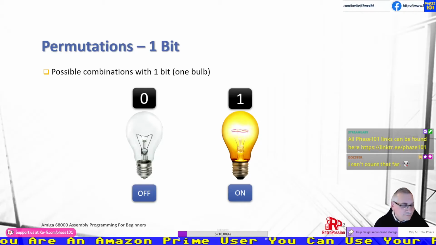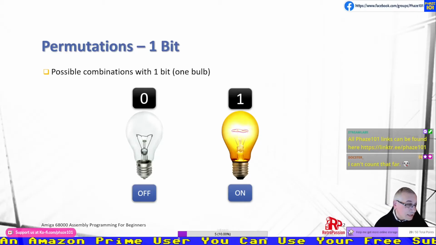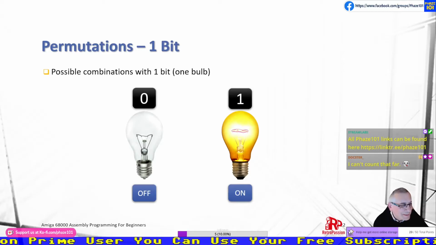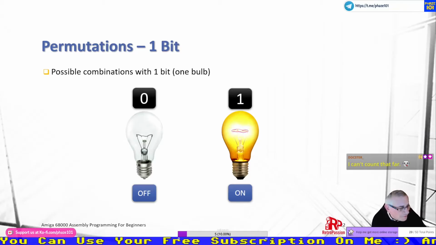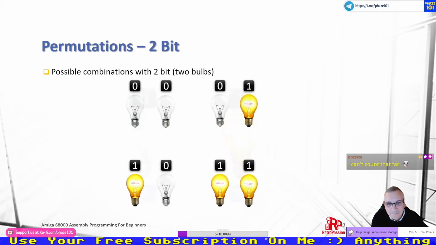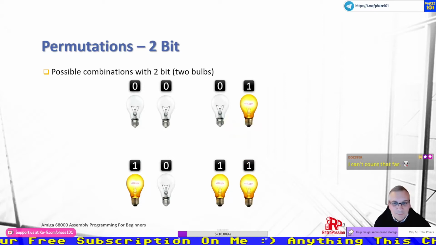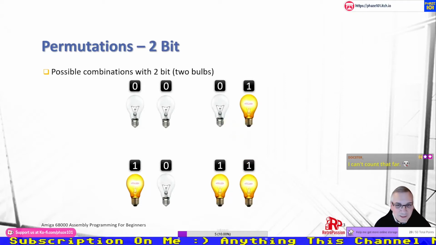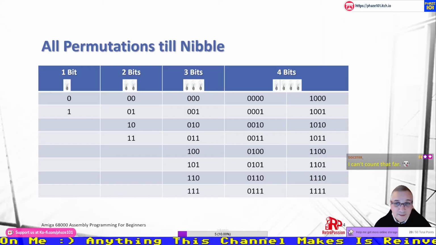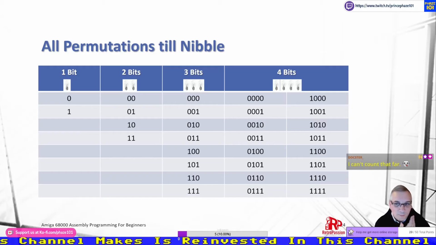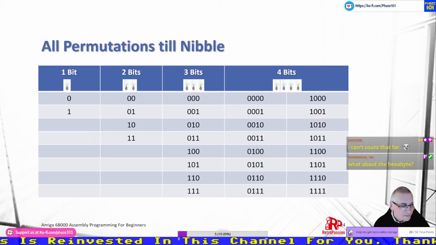So, permutations. Of course, this is to explain it to kids in a way. So I use the bulb effect. A bulb can be either on or off. So that's a bit. If you have two bulbs, then you have 4 possibilities of on and off. And here are all the possibilities from having one bulb to four bulbs, and each bulb is a bit. Okay, so you know all this.